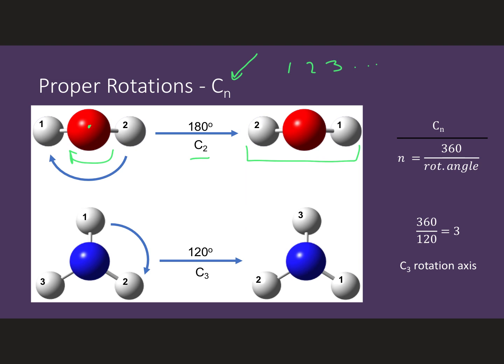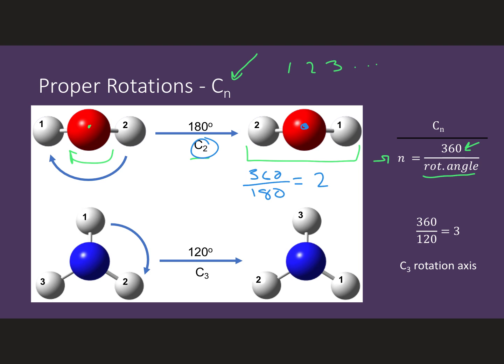Where does the 2 come from? Well, over here we have a formula that tells us what our n value must be. What we're going to do is take 360, the degrees in a circle, and divide that by whatever rotational angle that we are going over. So in this example up here, we've got 360 divided by 180, which equals 2. So we have our C2 rotation. So we would say that this axis that we're looking down right here, that is a C2 rotational axis.